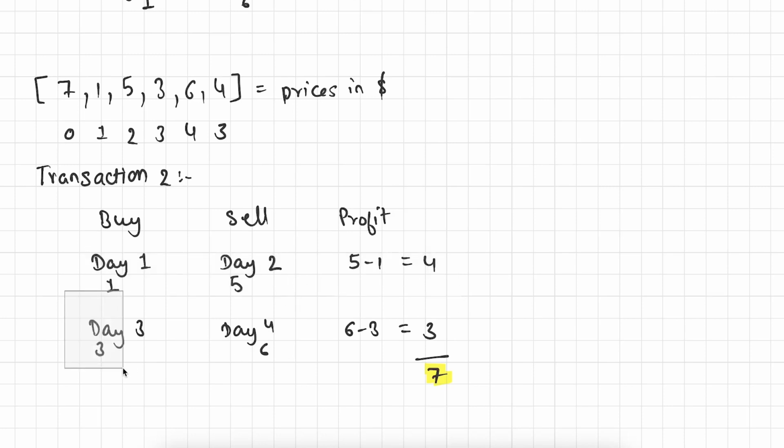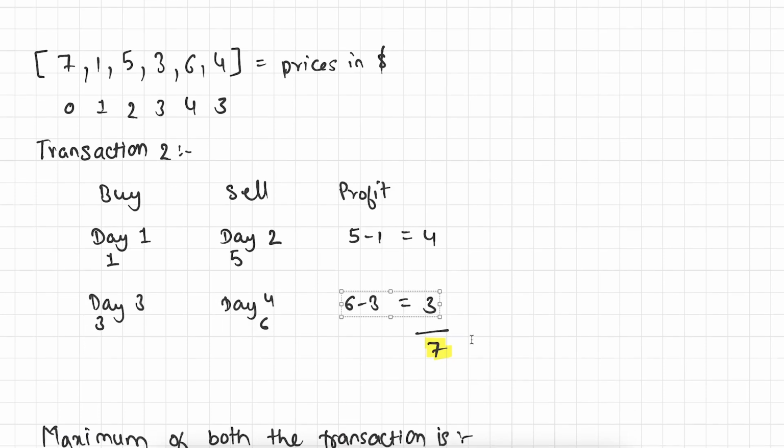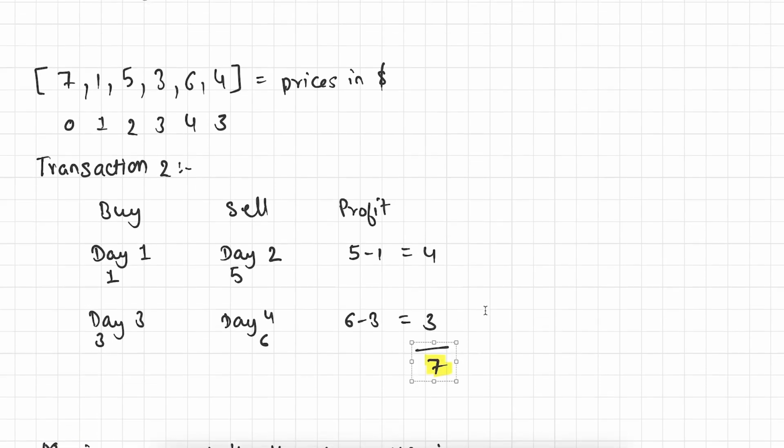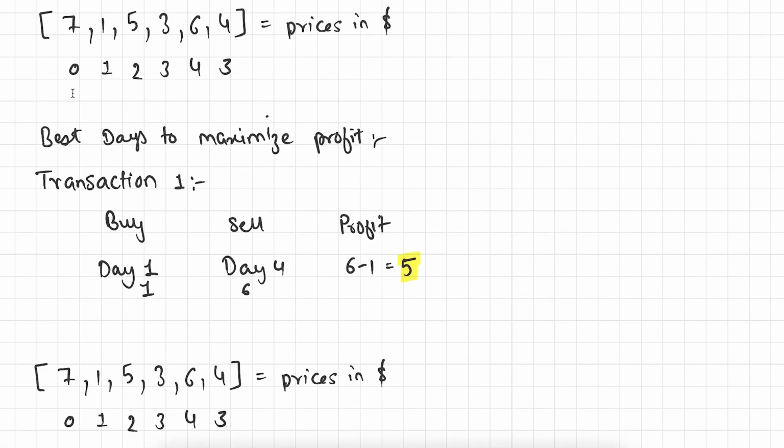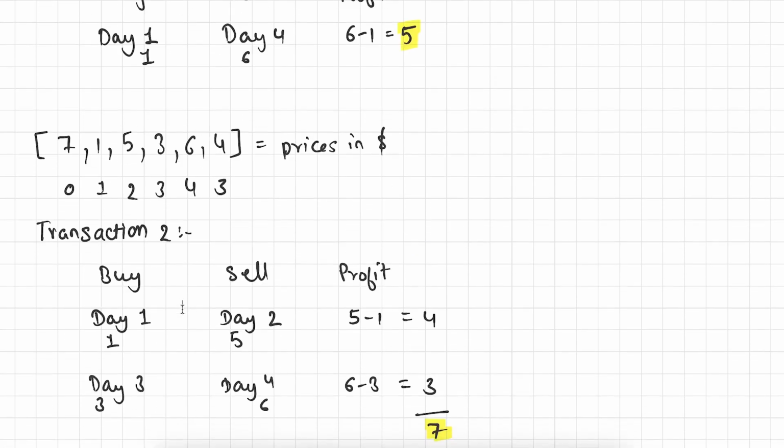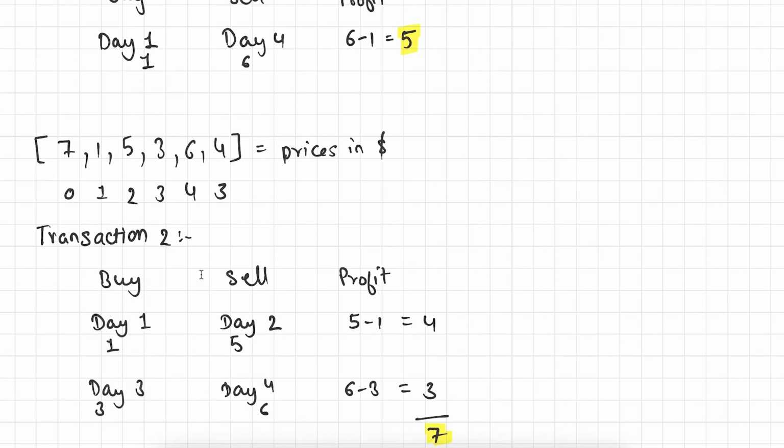And if I buy on day 3 and sell it on day 6, I make a profit of $3. And if I add both the profits, the total profit comes out to be 7, and this is the maximum profit we can make as per the given prices. So if you buy stocks on days other than these, you are never going to make a profit.